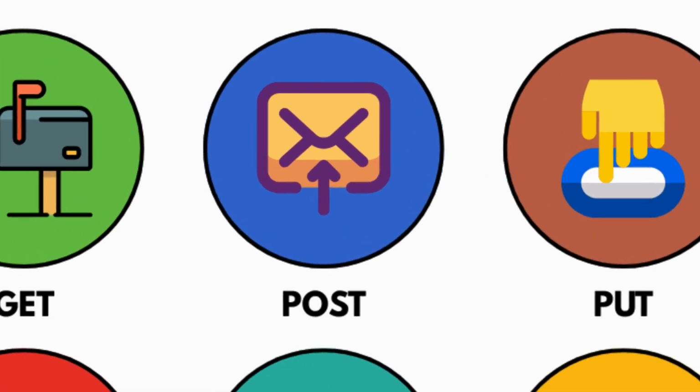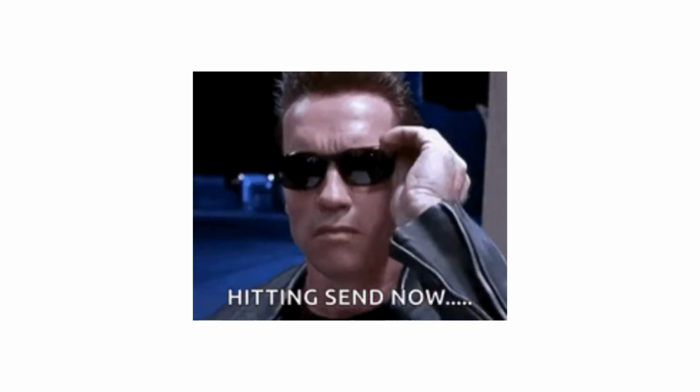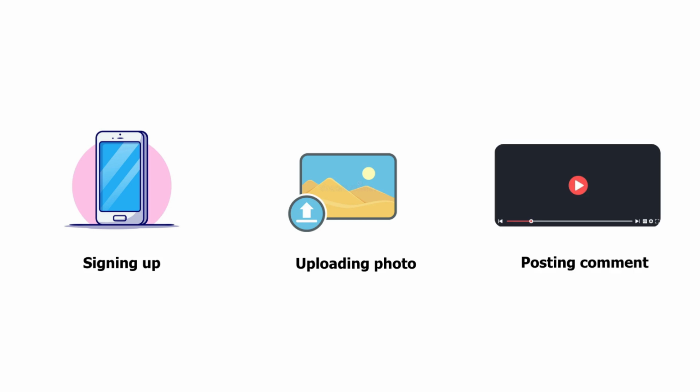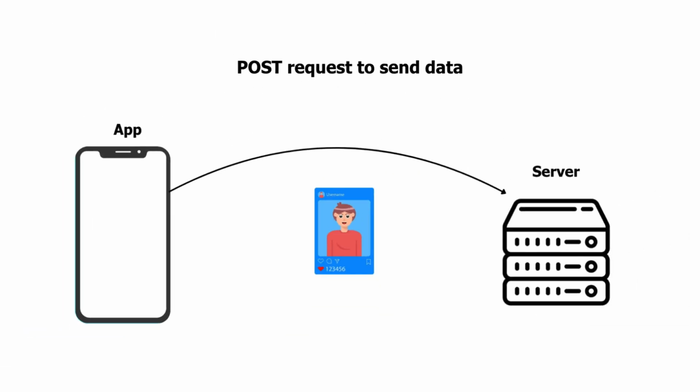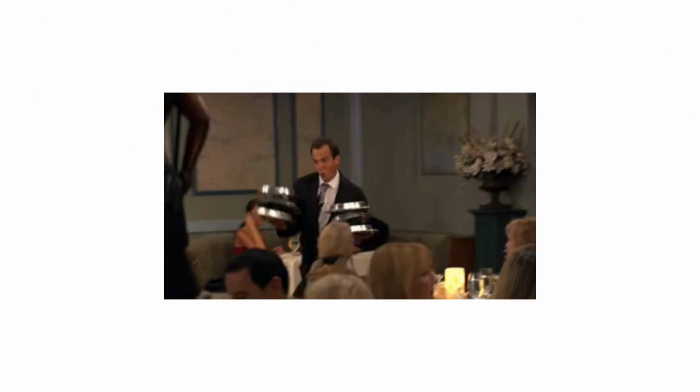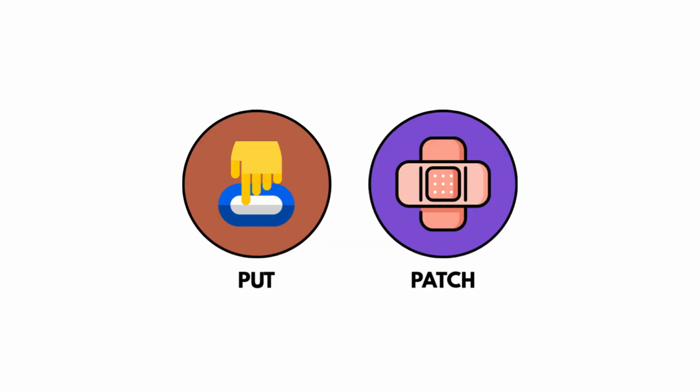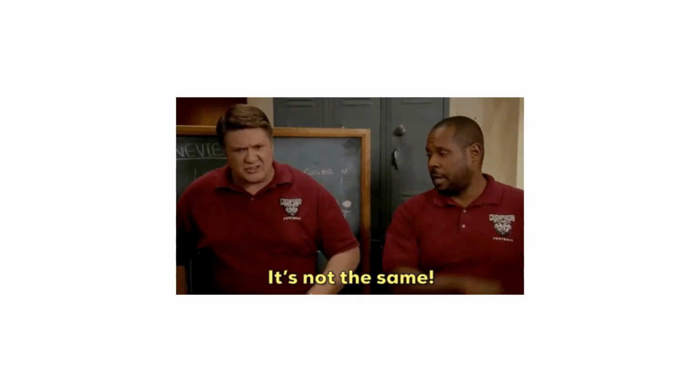Next is POST. POST means send data to the server. This is used when you create something like signing up, uploading a photo, or posting a comment. For example, when you post something, your app sends a POST request with your content to the server where the data is then stored. It's like telling the waiter, "Here's my order." You're creating something new.